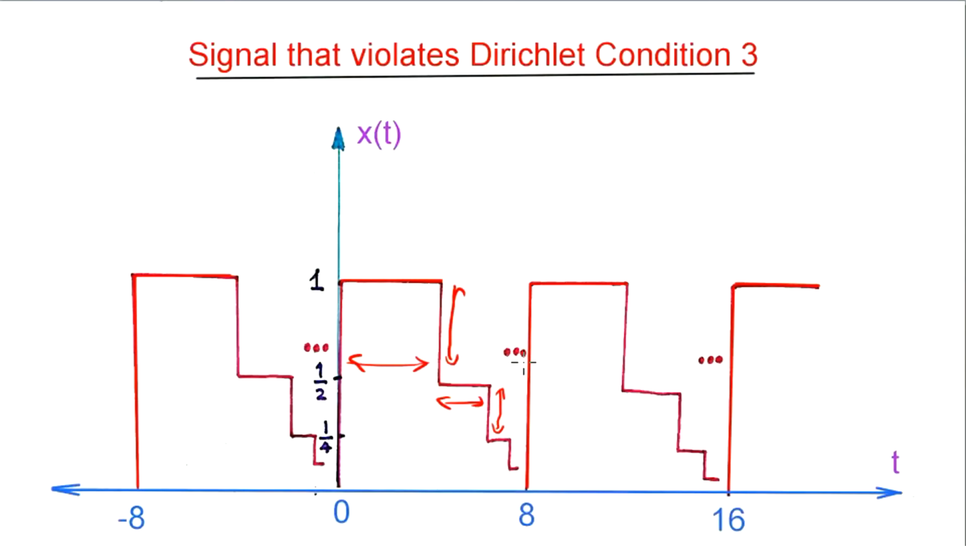So I have put 3 dots here. When it reaches from 0 to 8, there will be an infinite number of discontinuities like this. This is a never ending signal, so its value will be going like this, and we can see that there are infinite number of discontinuities in this signal. This particular signal violates the Dirichlet condition 3. Dirichlet condition 3 says that there should be only a finite number of discontinuities in one period, but this signal is having an infinite number of discontinuities.